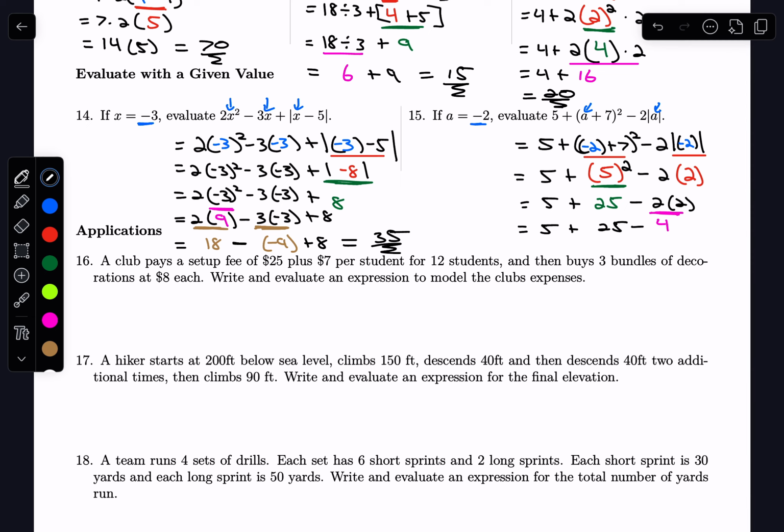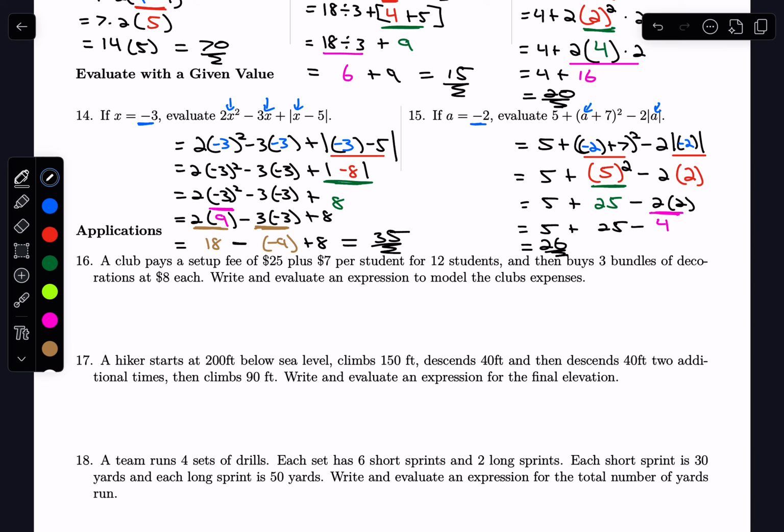And then because we're down to addition and subtraction, we can do it all at once. Sorry, 5 plus 25 is 30. And 30 minus 4 is 26. So we end up with 26 as our final answer here.